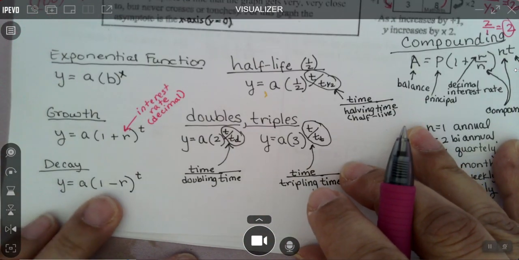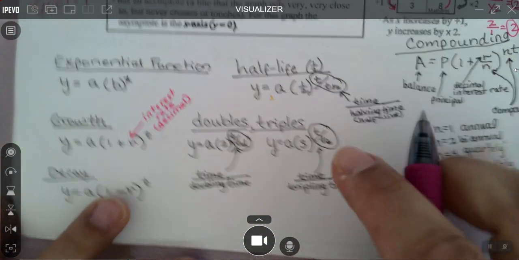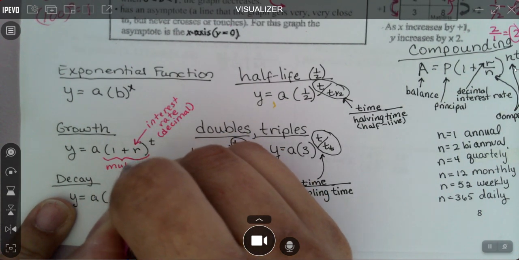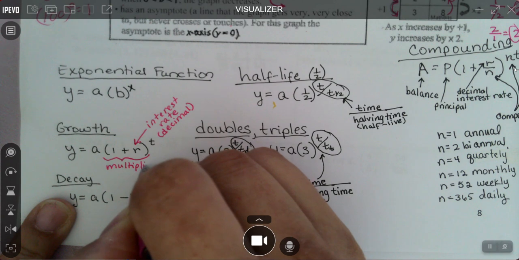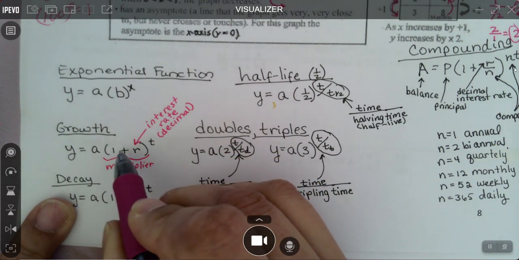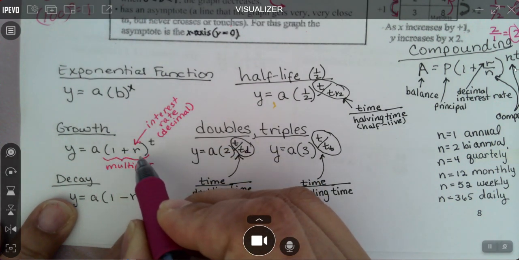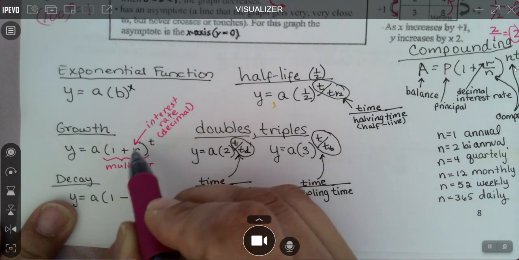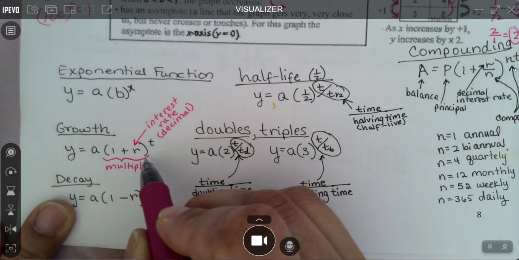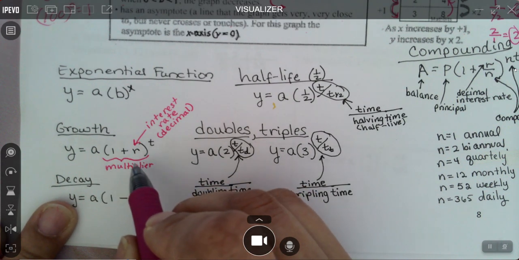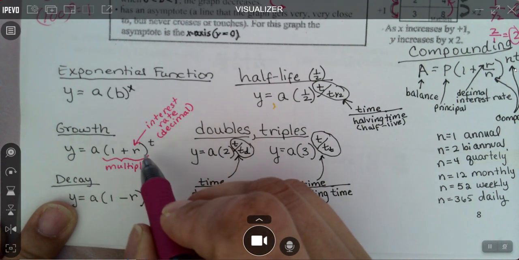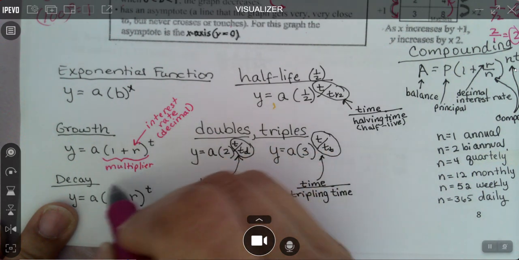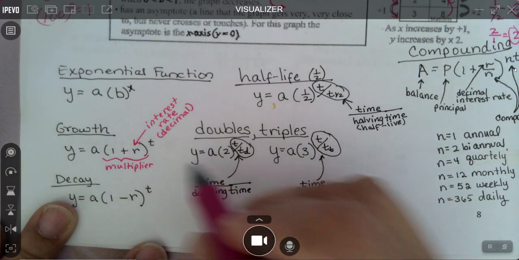And if it's decay, it's 1 minus r. The whole thing is the multiplier. The multiplier is the 1 plus the interest rate in decimal form. So if you have the interest rate in decimal form and you add 1, you get the multiplier. If you have the multiplier and subtract 1, you get the interest rate in decimal form. So please make sure that you understand that relationship right there.